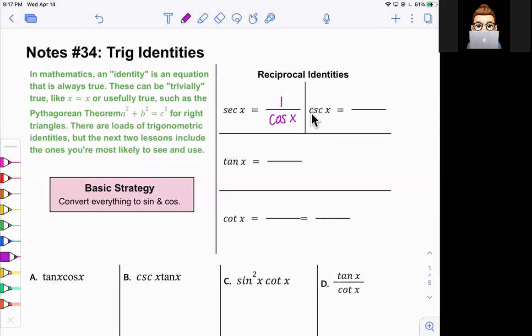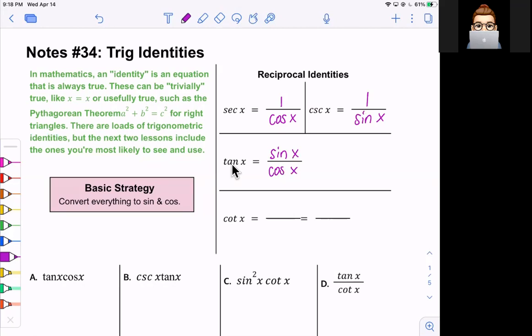We also learned that cosecant is the opposite of sine. It's the reciprocal of sine. It's 1 over sine x. These are our two here. And then tangent is interesting. Tangent is sine x over cosine x.